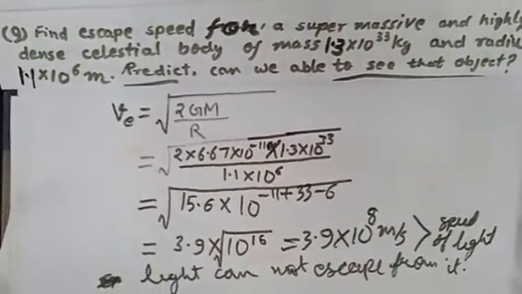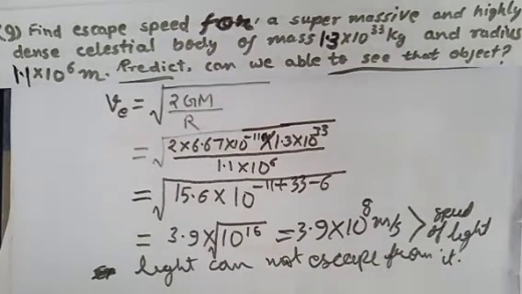So the first thing was to calculate its escape speed, and the second thing is that the answer is so dramatic. Its escape speed is so large that even light cannot escape from it. And this is what the theory of black holes is all about.